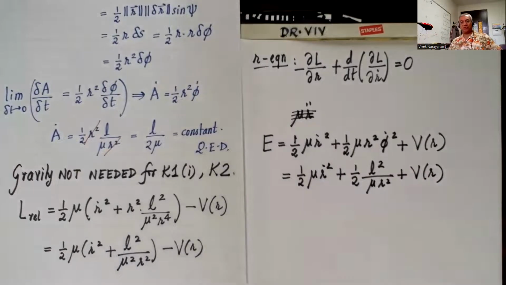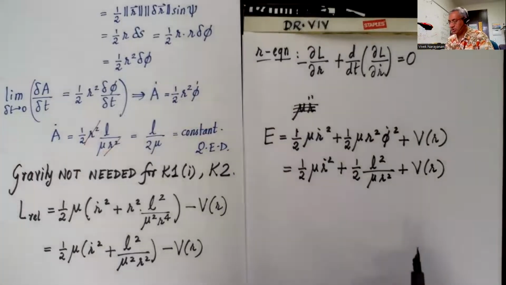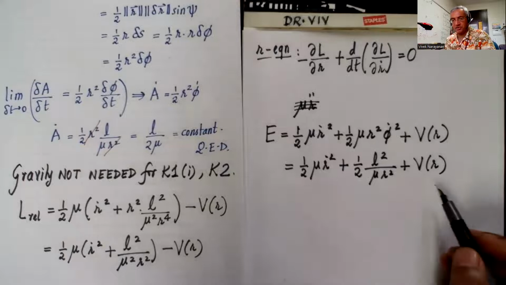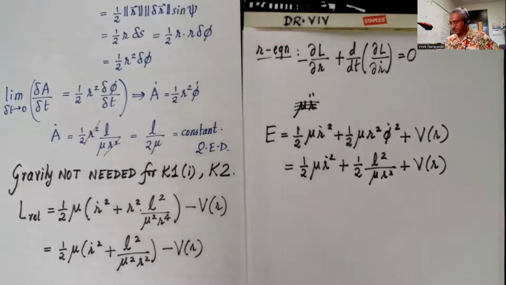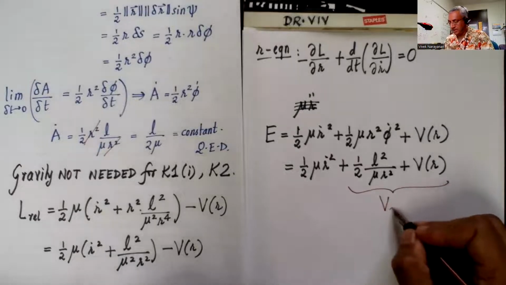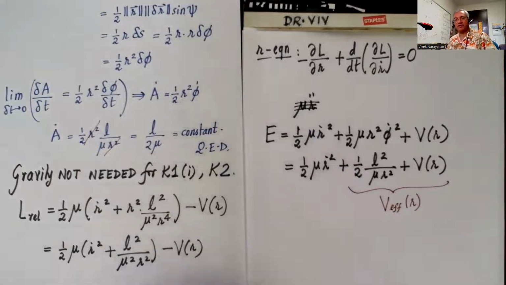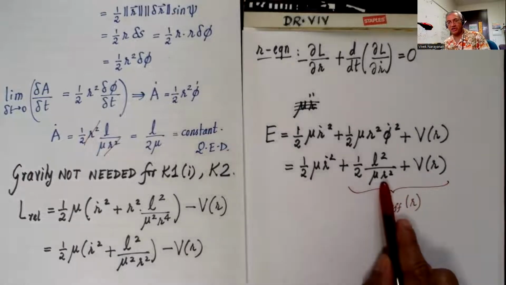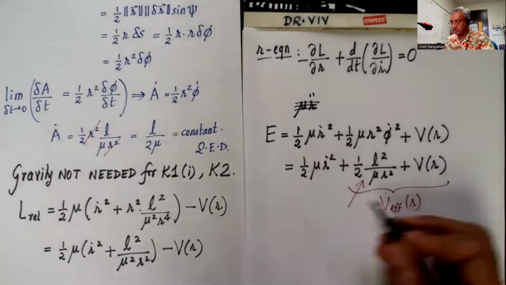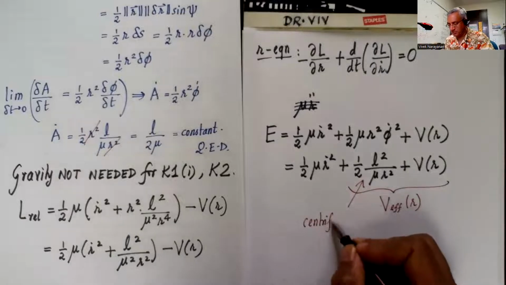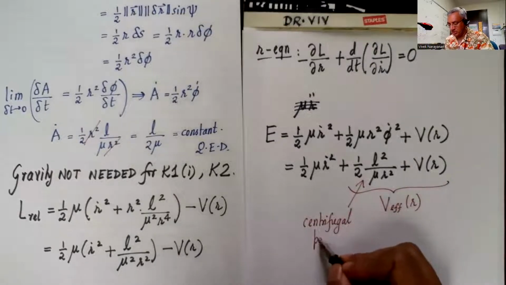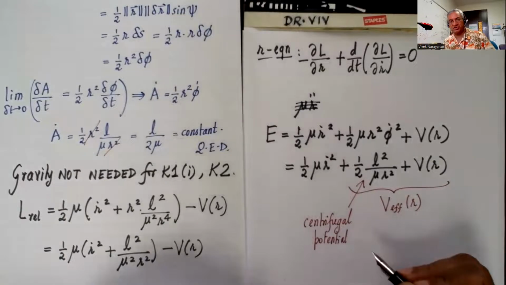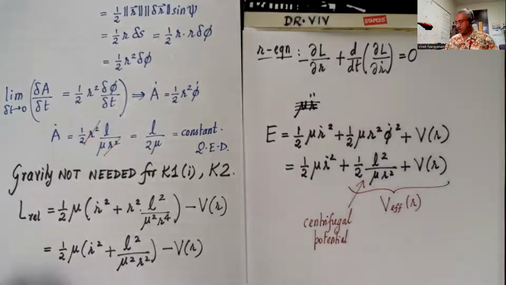The energy approach is easier to use because you get immediately the notion of an effective potential, V effective. The effective potential is a sum of two terms. It's a sum of the actual potential, external potential, and the potential known as the centrifugal potential. By the way, the energy is conserved because the Lagrangian is independent of time. So that's how you get the conservation of energy.